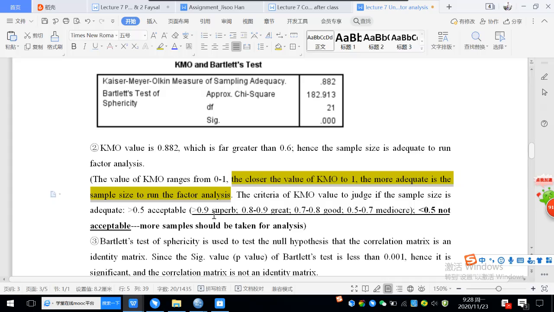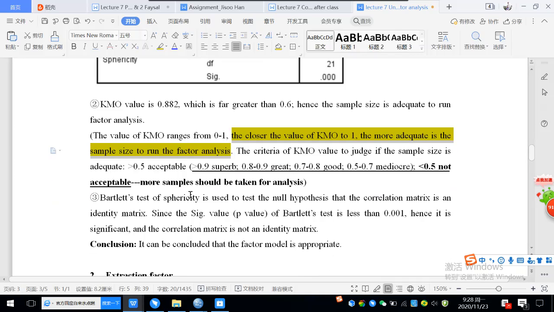If KMO is more than 0.9, it's superb. 0.8 to 0.9, great. 0.7 to 0.8, good. 0.5 to 0.7, mediocre. If the KMO is less than 0.5, it's not acceptable. If it's less than 0.5, it means more samples should be taken for analysis.